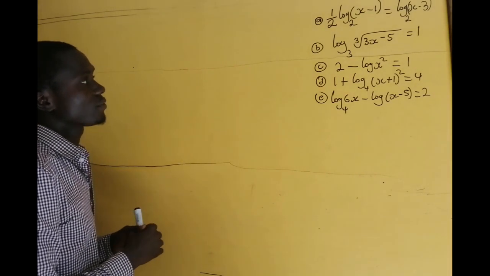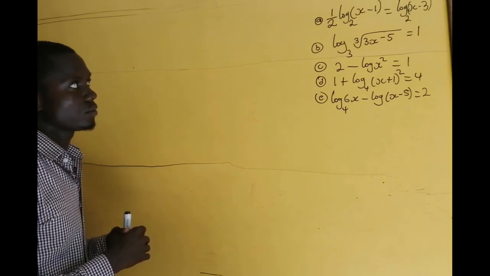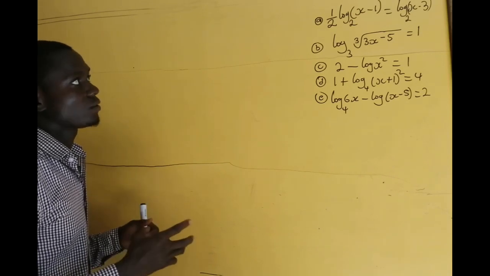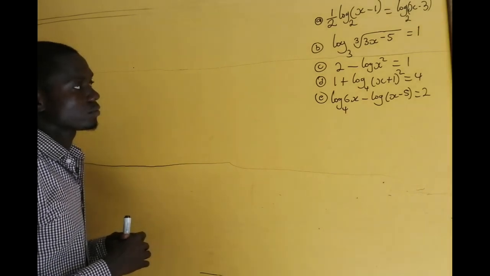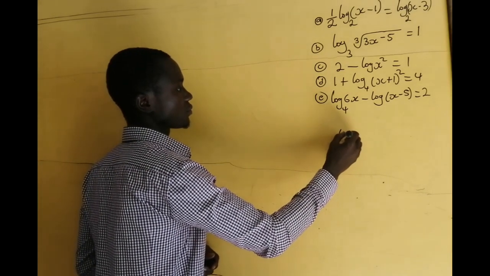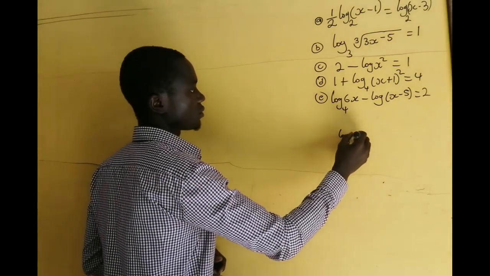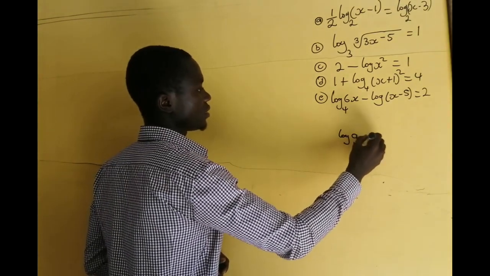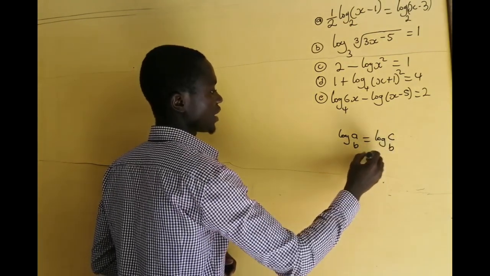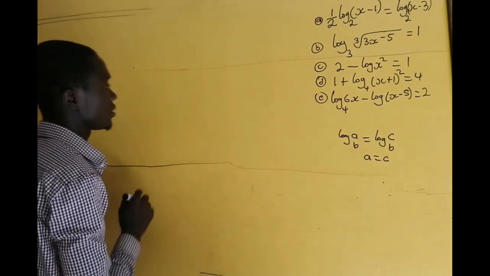A. We have half of log (x minus 1) base 2 equal to log (x minus 3) base 2. Now, solving this is very simple. We know that if you have log a base b equal to log c base b, then a equals c. So we are going to use that property there.